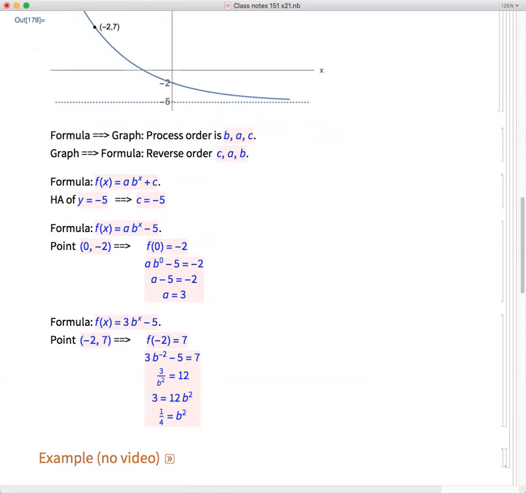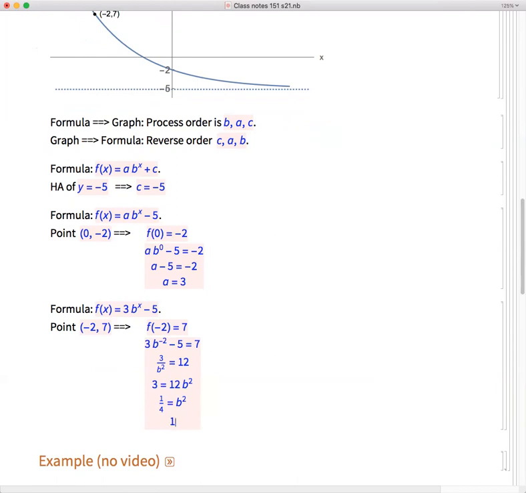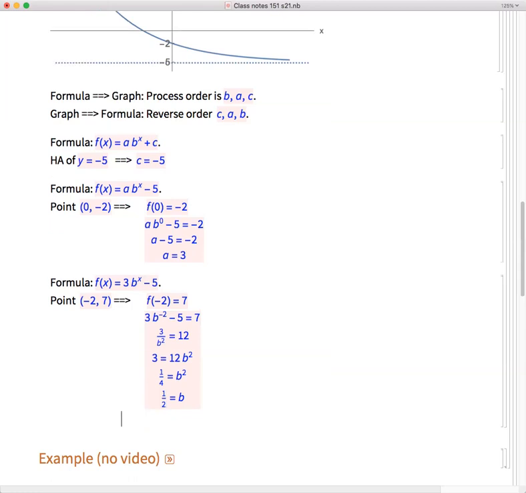And then let's see, lastly, what are we going to do? Take square roots. So we take the square root of 1/4, we get half. So it has to be positive half because we can't have a negative base for an exponential. So the final answer here is that the formula for this graph looks like 3 times 1/2 to the x, minus 5.